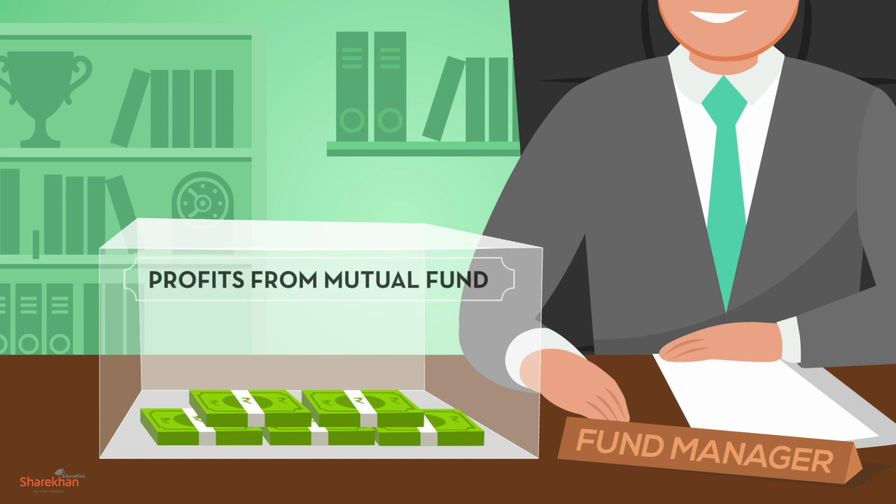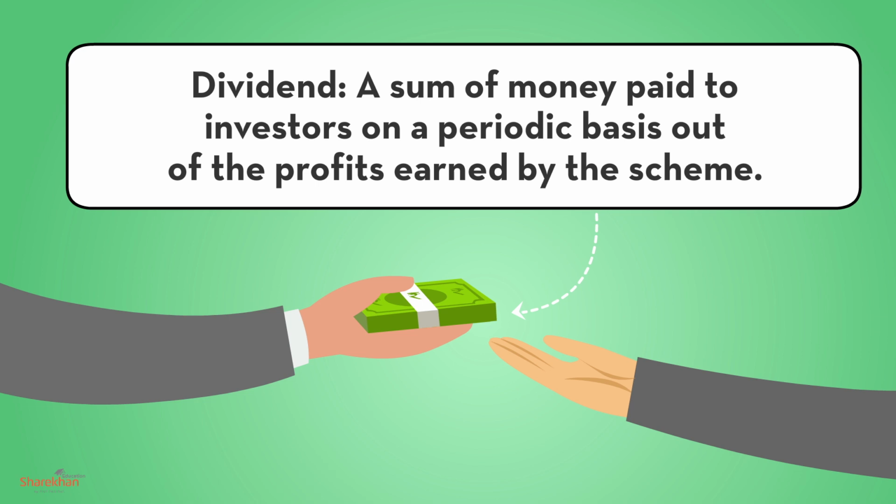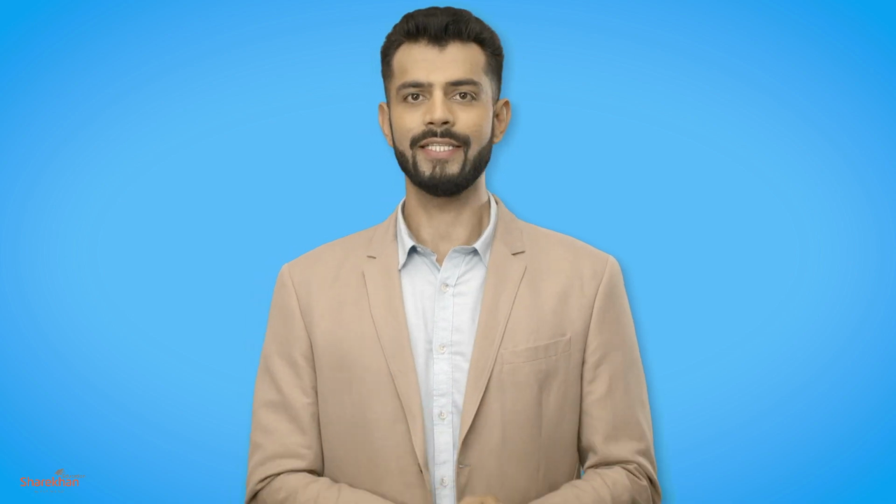Dividend simply means a sum of money that's paid to investors, either every year or every quarter or every month. Sounds fantastic, doesn't it? But remember, every time you get a dividend payout, the NAV of your units drops in proportion to the payout. How does this work exactly? Let's look at this example.